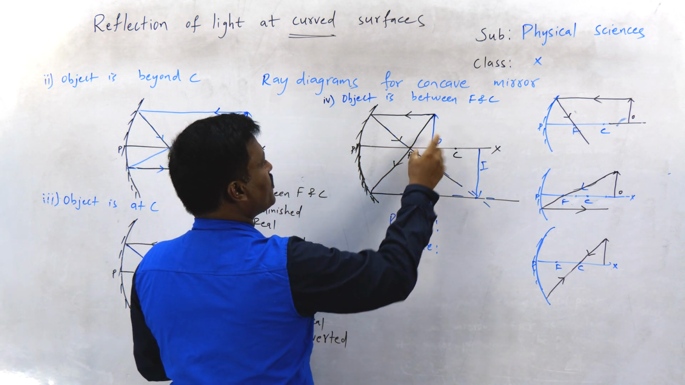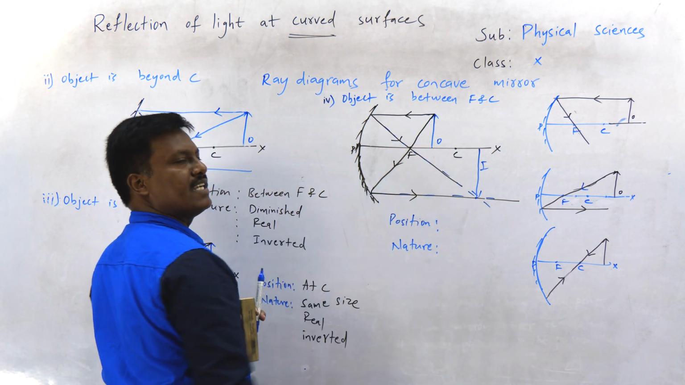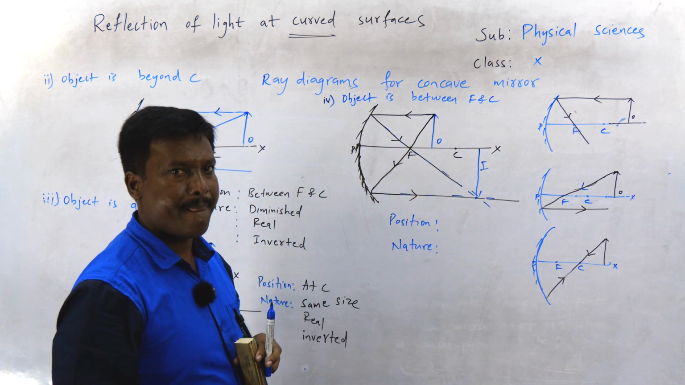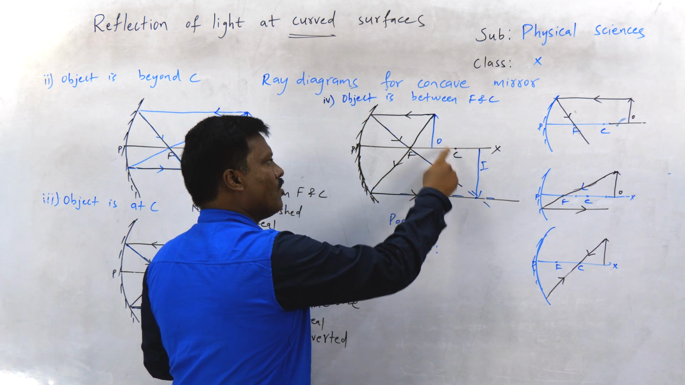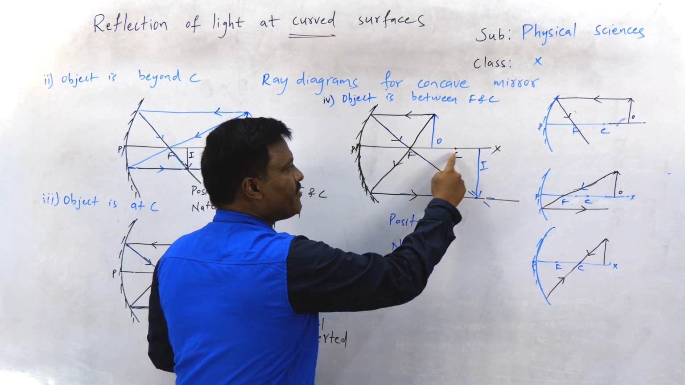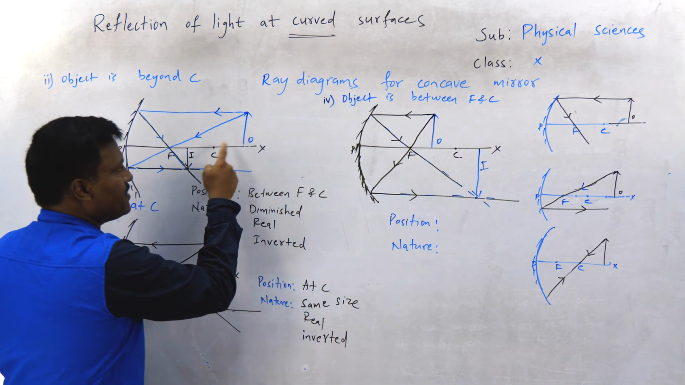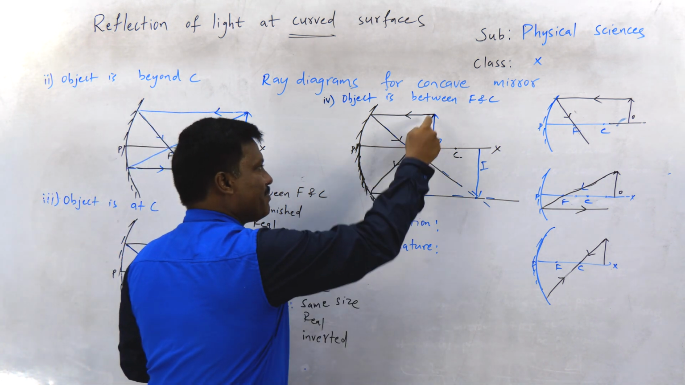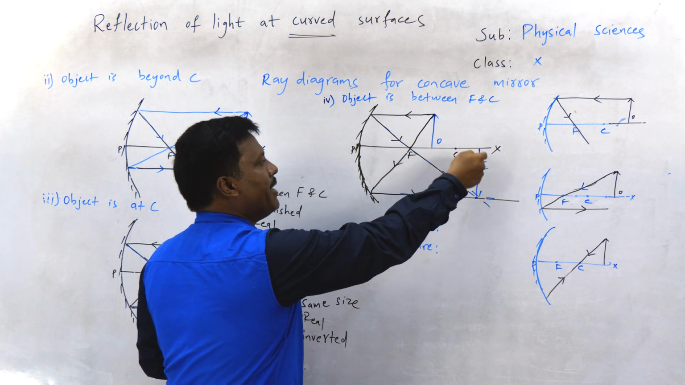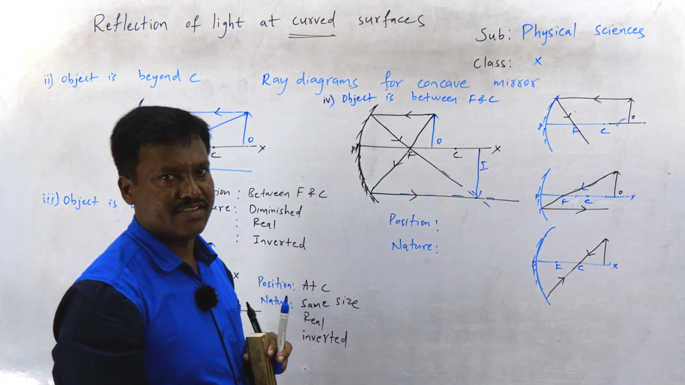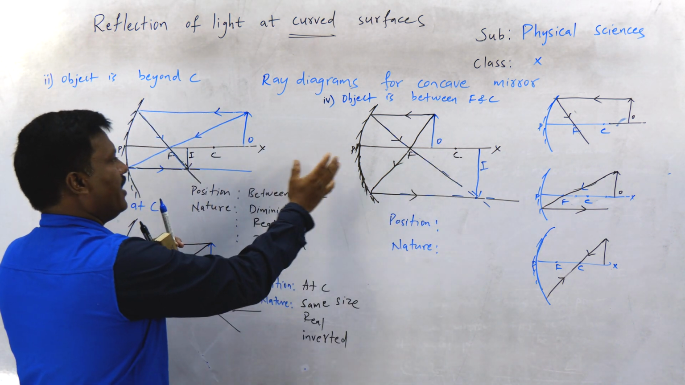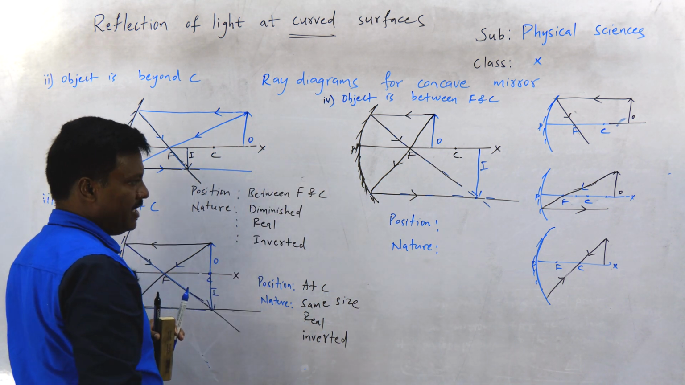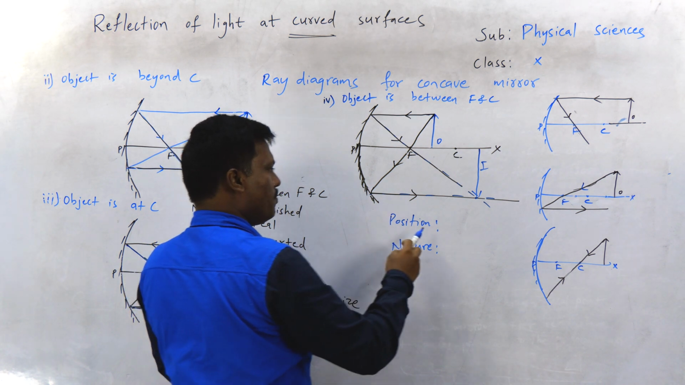Where is the object placed? The object is placed between focus and the center of the curvature, right? When the object is placed between focus and center of the curvature, the image is formed beyond C. You see, when the object is beyond C, the image is formed between focus and center of the curvature. When the object is placed between focus and center of the curvature, the image is formed beyond the center of the curvature. Okay, so these are completely opposite phenomena, right?